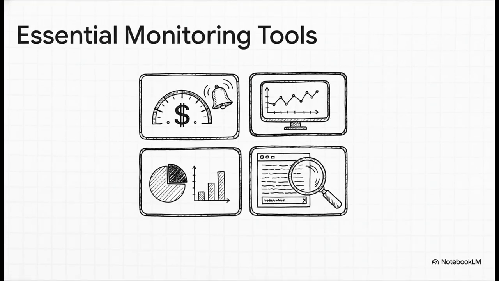Of course, you can't manage what you can't see, right? So these are the tools you absolutely need to know. Azure Cost Management is where you'll set budgets and alerts. The Fabric Admin Portal is basically your command center for watching CU consumption in real time. And then tools like Power BI Usage Metrics and Azure Monitor give you those deep, detailed logs to figure out exactly which report or which job is costing you so much money.